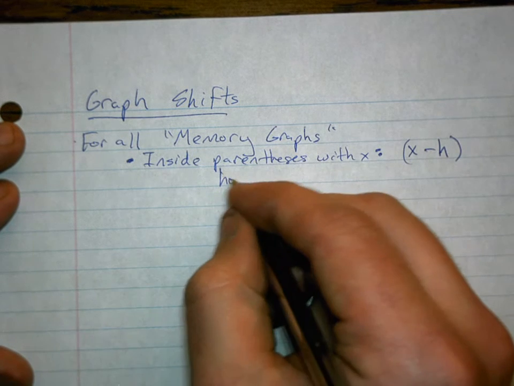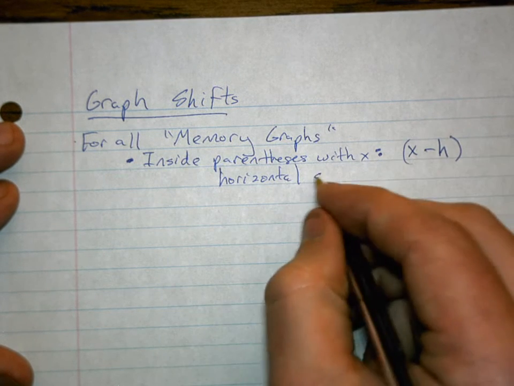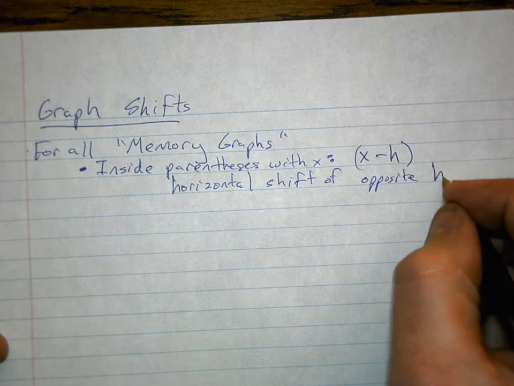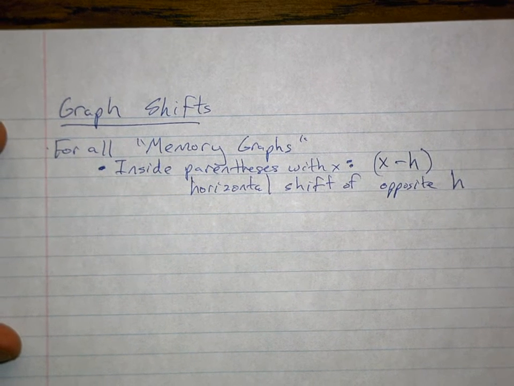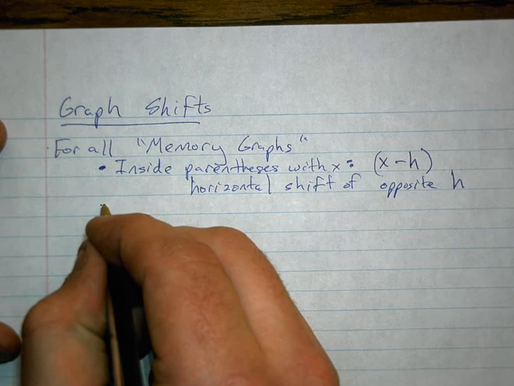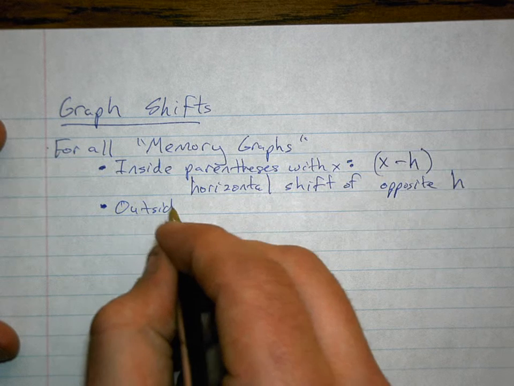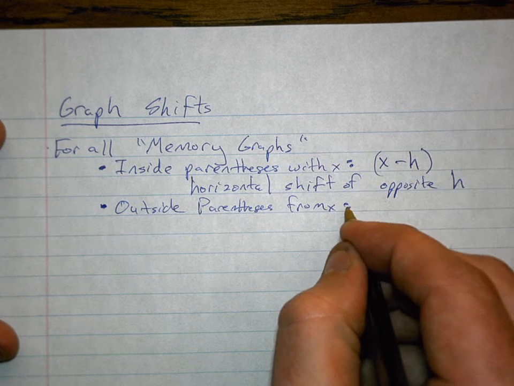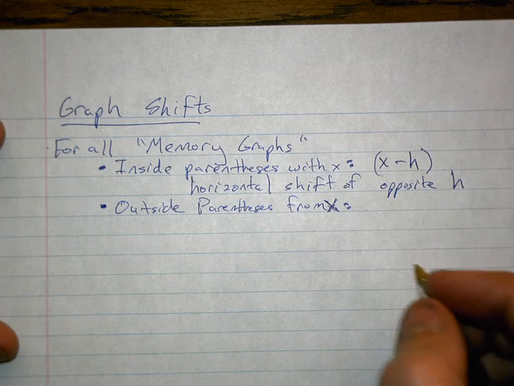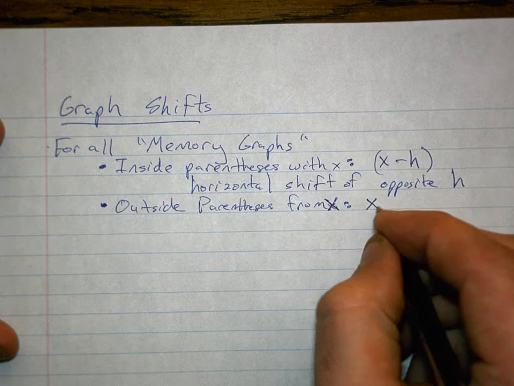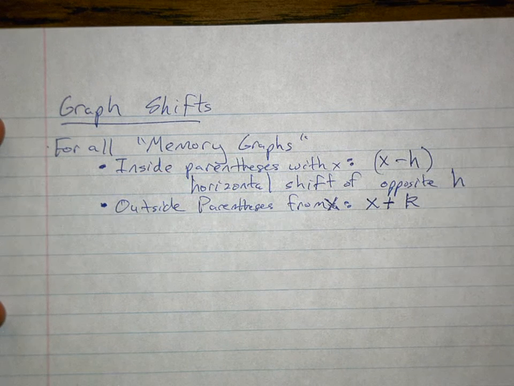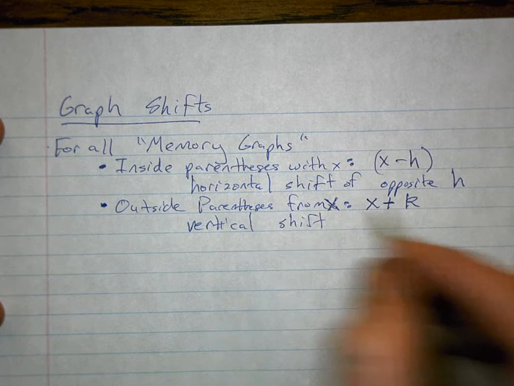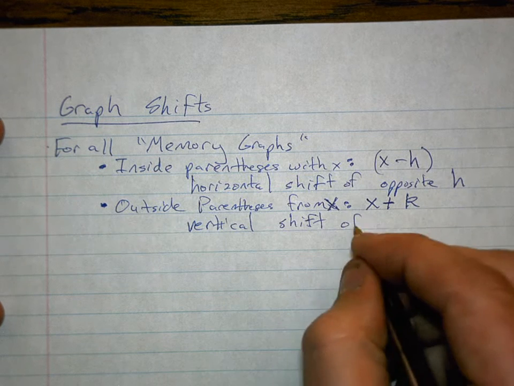What this is, is a horizontal shift of opposite h. Outside parentheses from x is when you have something that just looks like x plus a number k. This is a vertical shift of k.